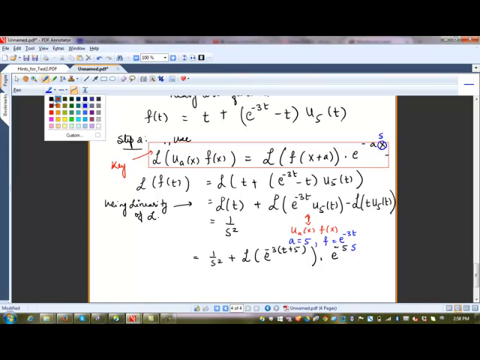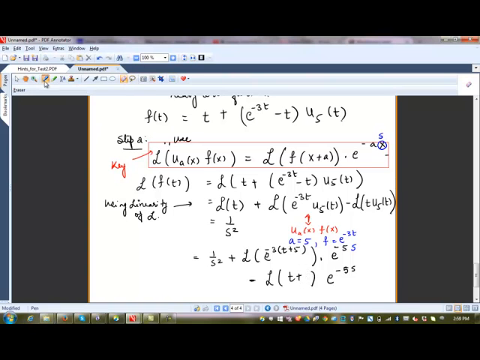Now the last term will be minus, t is a function, translation of t by 5, e to the power minus 5s again. And by the way, my 5 and my s's look the same together. This is 5 here. Let me write like this. So here you have the translation, here you are multiplying your s. So yeah, this is 5 and this is s.